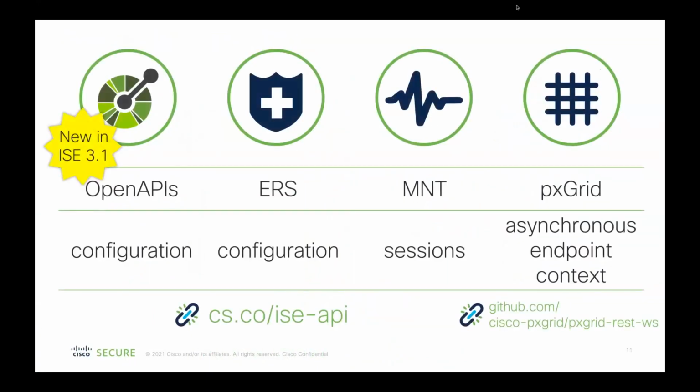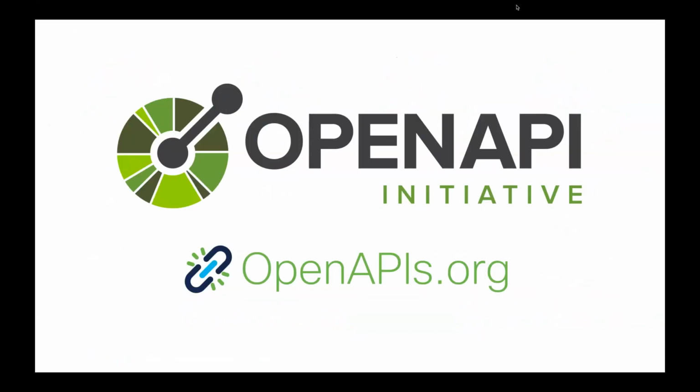We've been doing this for years, as I said. We've had the ERS APIs, the MNT APIs, and even pxGrid APIs. And now we're doing open APIs in ISE 3.1 to add some configuration. The reason open APIs are interesting is because it's a way that a lot of different companies are finally coming together with a common format or a standardized way of describing their APIs.